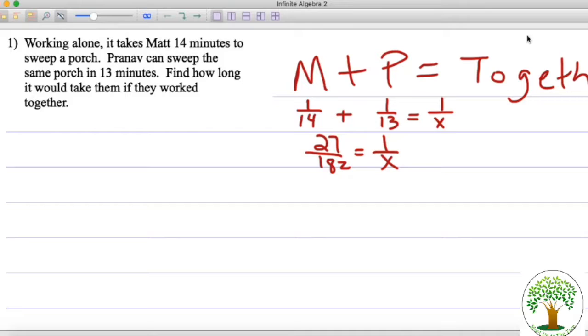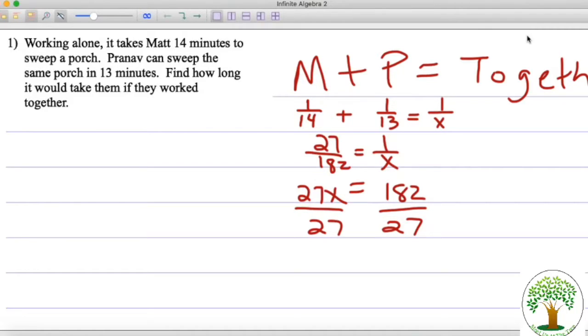The long way, this is a proportion. We're going to cross multiply. We're going to go 27x equals 182 times 1. What am I going to do now? You're going to divide by 27. So it's 182 over 27.